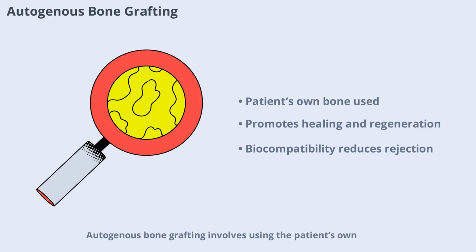Autogenous bone grafting involves using the patient's own bone to fill defects in the furcation area. Techniques such as osseous coagulum and bone blend are commonly used. These grafts promote healing and regeneration of periodontal tissue, improving tooth stability and function. Autogenous grafts are preferred for their biocompatibility and reduced risk of rejection.